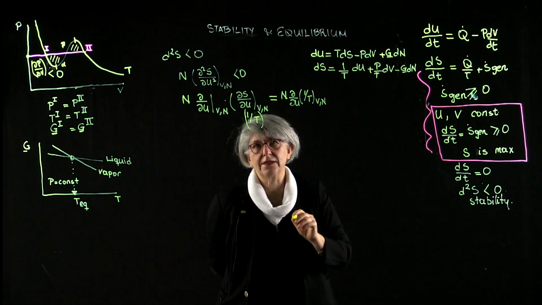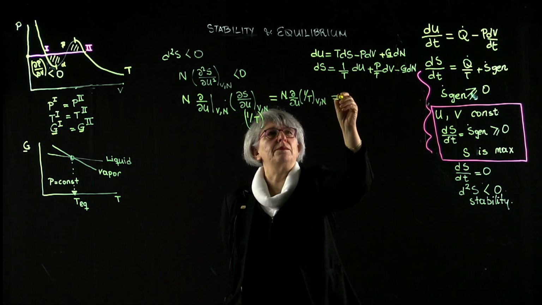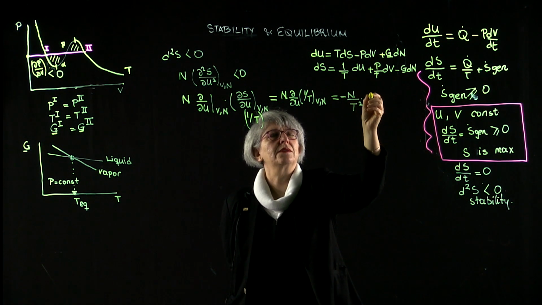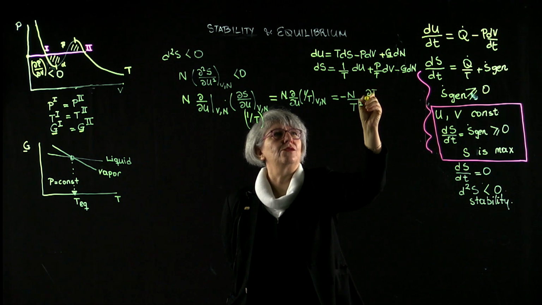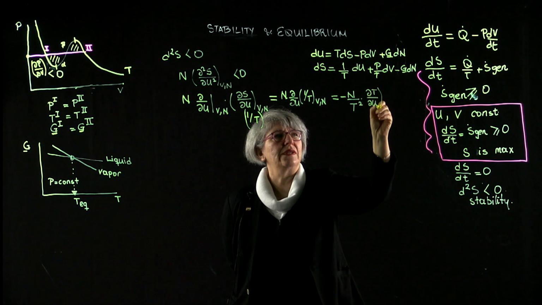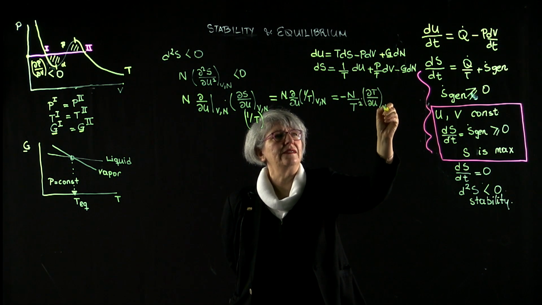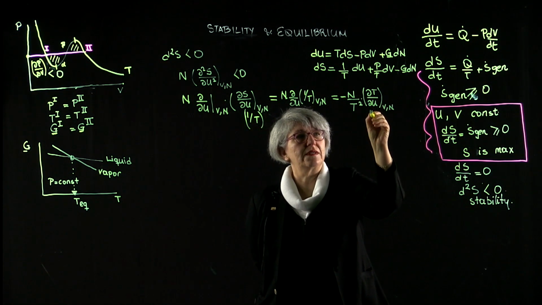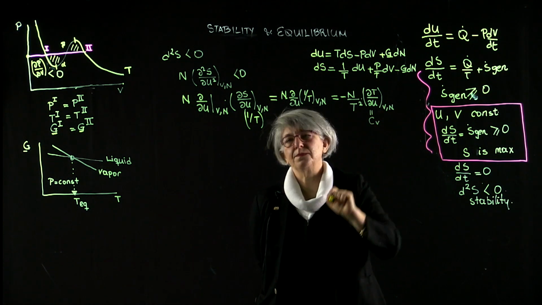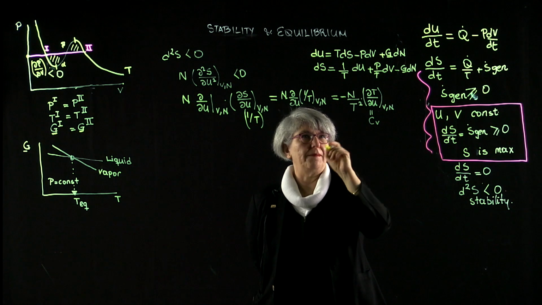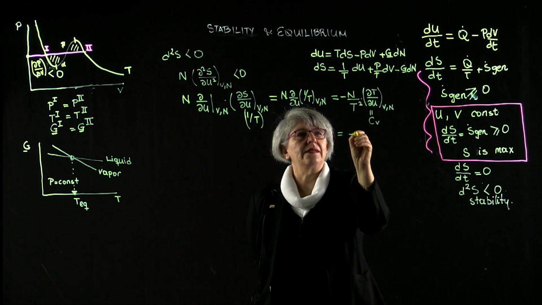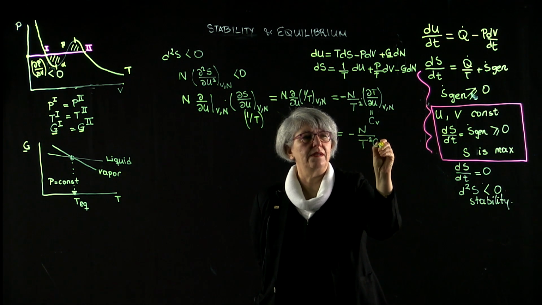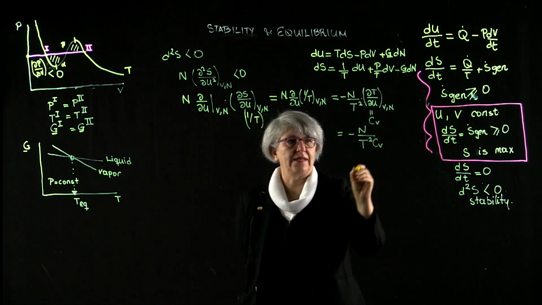All right, let's take this derivative. This is going to be minus N over T squared times del T over del U at constant V and N. All right, and remember, this was heat capacity at constant volume. Wrap it up. Minus N over T squared C sub V is going to be less than 0.